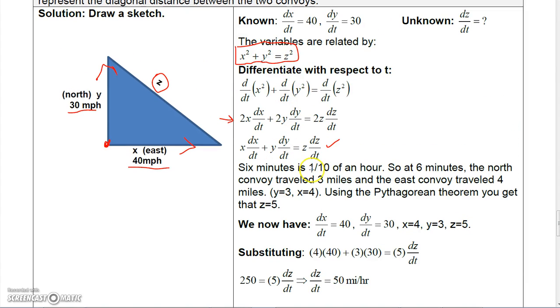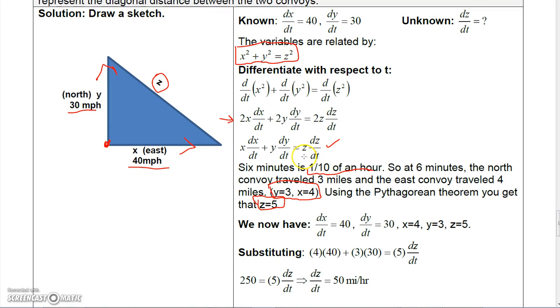Now, if you just use common sense, because it's asking at 6 minutes, well, 6 minutes is 1/10 of an hour. So at 1/10 of an hour, if this convoy is traveling 30 miles per hour, it will have gone 3 miles. And if this convoy is traveling 40 miles per hour, then in 1/10 of an hour, it will have gone 4 miles. So y would be 3 and x would be 4, and then applying the Pythagorean theorem, when y is 3 and x is 4, you would get z is 5, because 3 squared plus 4 squared has to equal 5 squared.